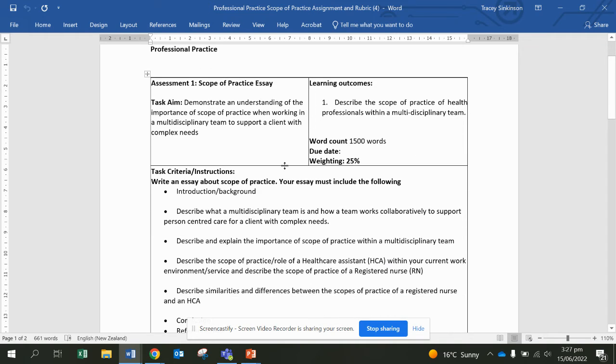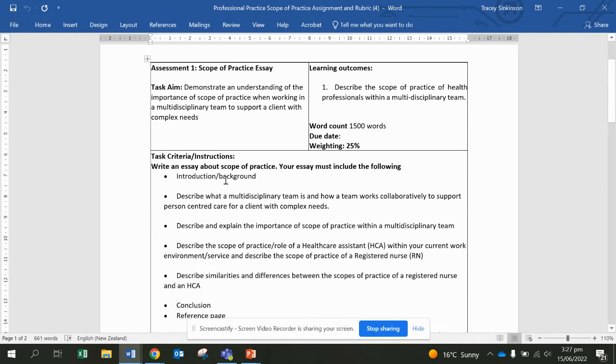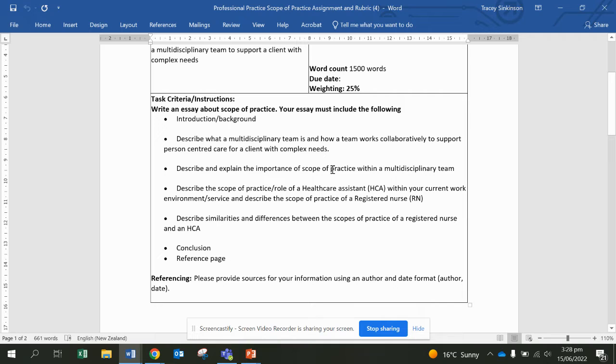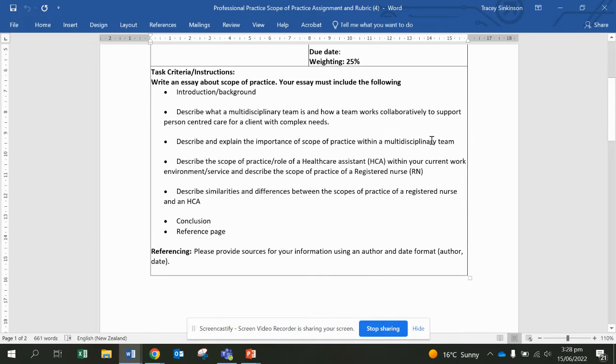So this is what you're going to be answering. You're going to introduce what scope of practice means. You're going to define it, and say where it comes from. You're going to describe a multidisciplinary team and how the team works. We're going to describe and explain why scope of practice is important within the team. Describe the scope of practice of a healthcare assistant and the similarities and differences between the healthcare assistant and the RN. So let me go to a template that I've made for you.